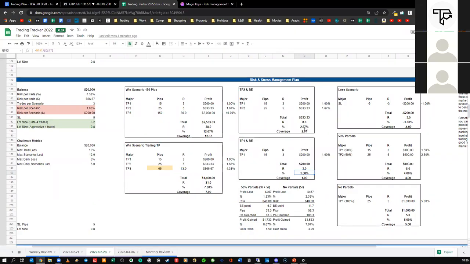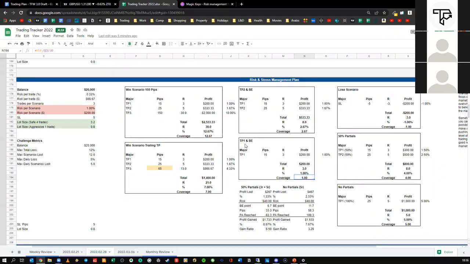And into this thing here, which is coverage, just to help you understand, it's how many times can I take this trade at 1% before I've broken even. So because I made 2.6%, I can take 2.6 trades before I've run out of the profit that I made. Assuming that I lost 2.6 trades, I would have zero cash left.